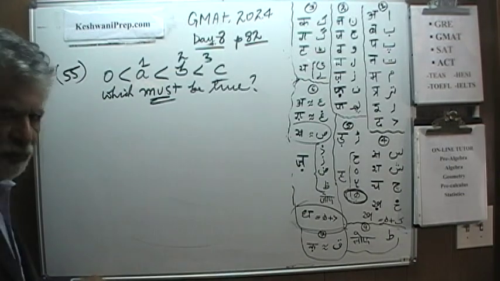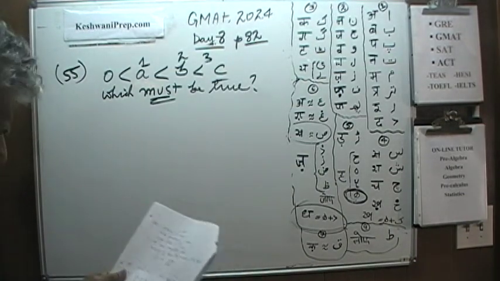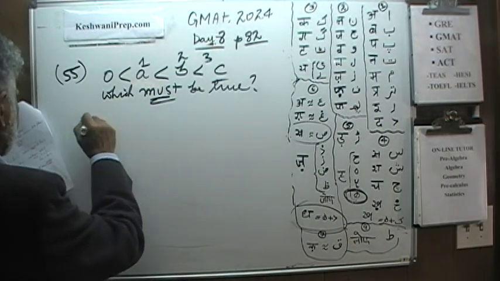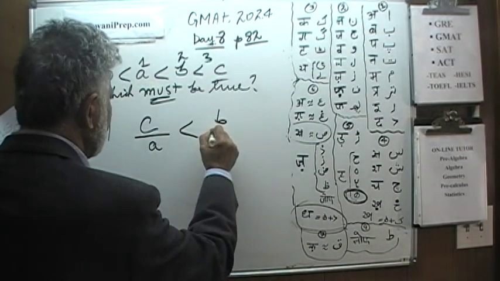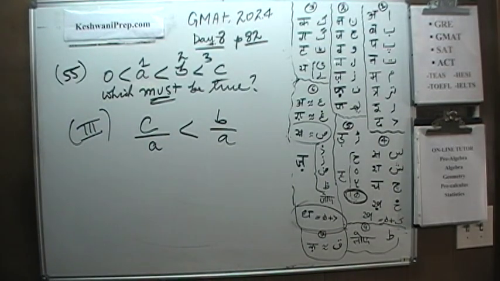Here it is simpler to just do it algebraically because the algebra is so simple. Number 3. The third statement claims that C over A is less than B over A. Go ahead, do it yourself.